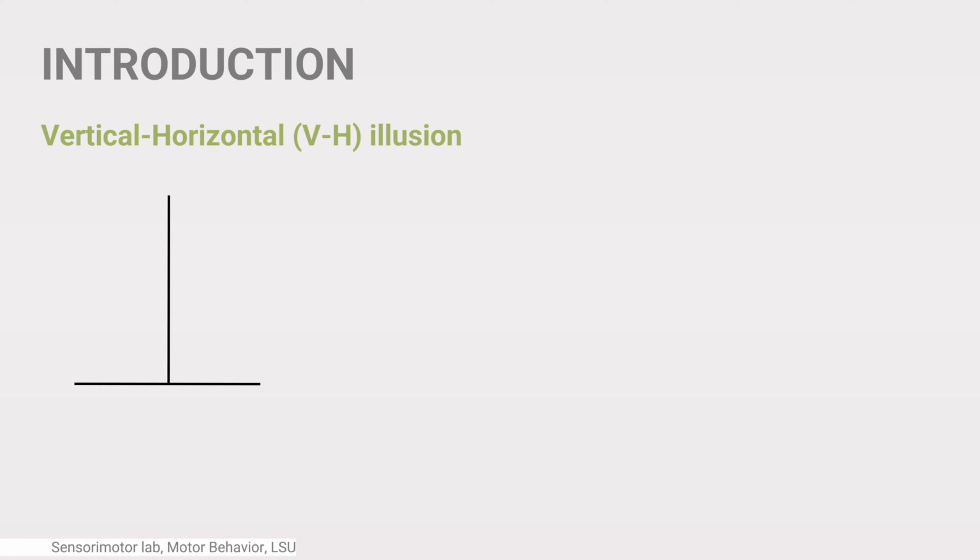Let me start with the introduction of the vertical horizontal illusion. It's composed of two segments which are perpendicular to each other and with equal length. People often perceive a longer vertical segment.